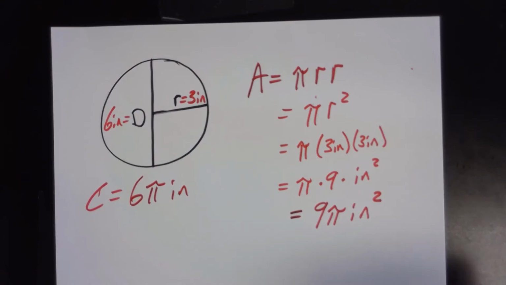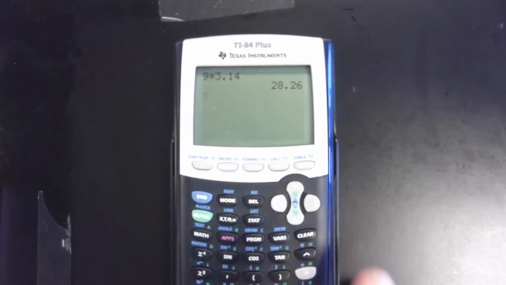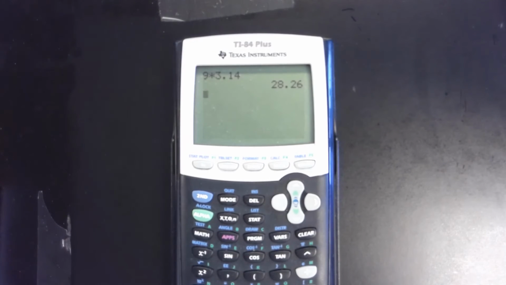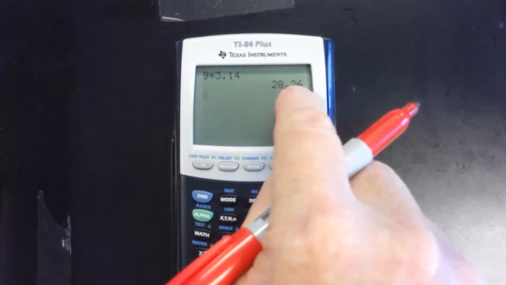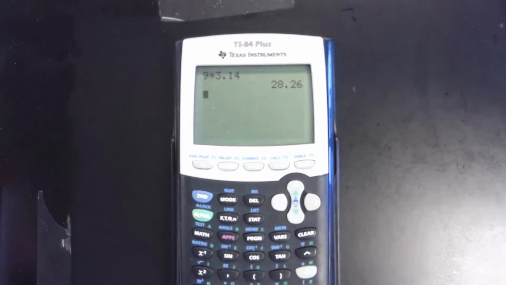Now, we can get out our calculator and we can go 9 times 3.14. And that's approximately what the area of the circle is. 28.26 square inches. See that square right there? Square inches, right? 28 and a little more than half of one. But is this the exact answer? No. Why not? Because pi is not exactly 3.14.